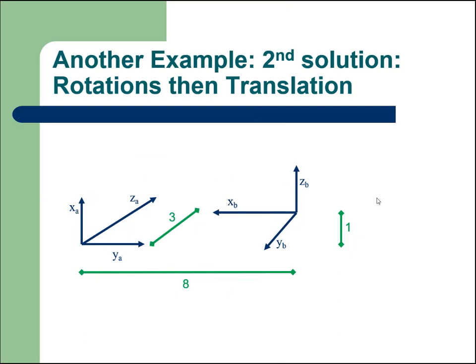So we can pick any arbitrary way to compute that frame transformation from A to B. And no matter how we do it, as long as we do it correctly, we end up with the same transformation. So these homogeneous transformation things are kind of clever.